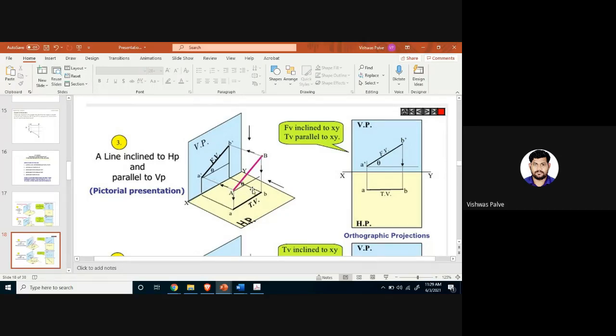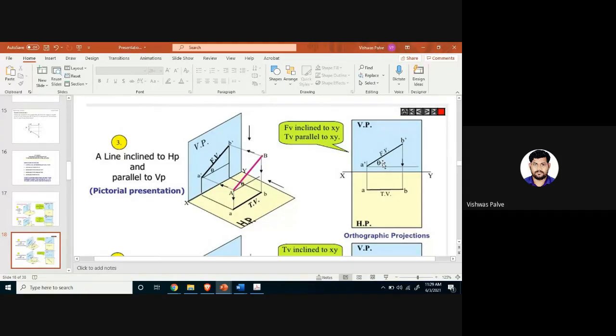So in this case, what is happening? The line AB is inclined to the horizontal plane. Whenever it is an inclination with HP, please note it down in your notebook. Inclination with HP is denoted by theta. So here you can see this theta inclination.